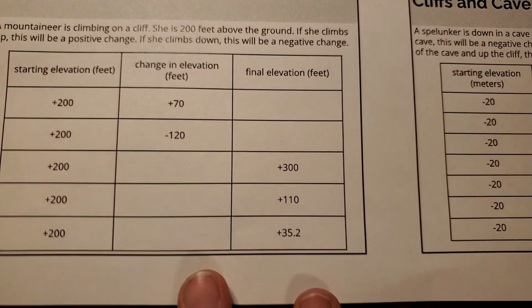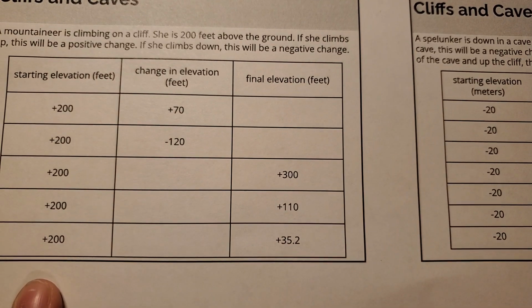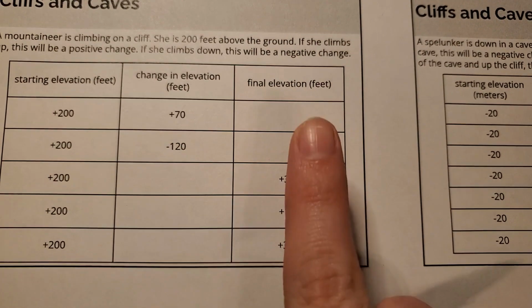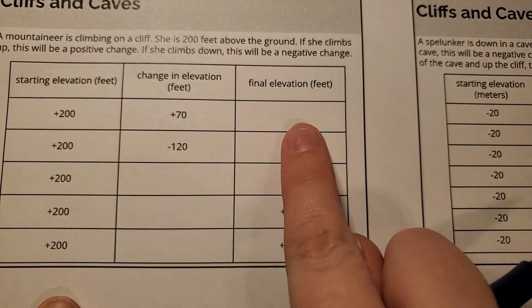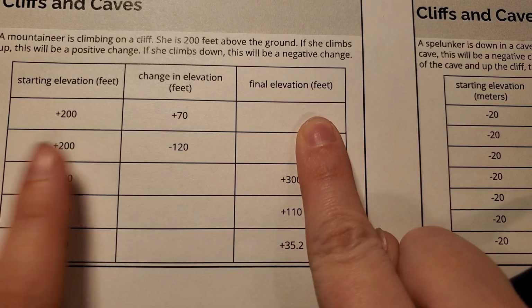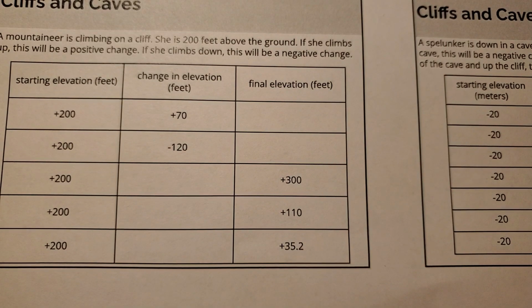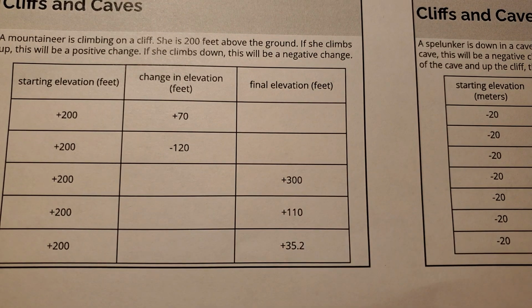So we have this table to fill out. We're given our starting elevation, which is a positive 200 all the way through. We're given some change in elevation and asked to find the final elevation, and we're given some final elevation and asked to find the change. So remember, a positive change means we're going up. A negative change means we're going down. For the first one, we're increasing, we're going up, so our final elevation should be higher than our starting elevation. For the next one, our change in elevation is a negative, which means we're going down, so our final elevation should be lower than the starting elevation.